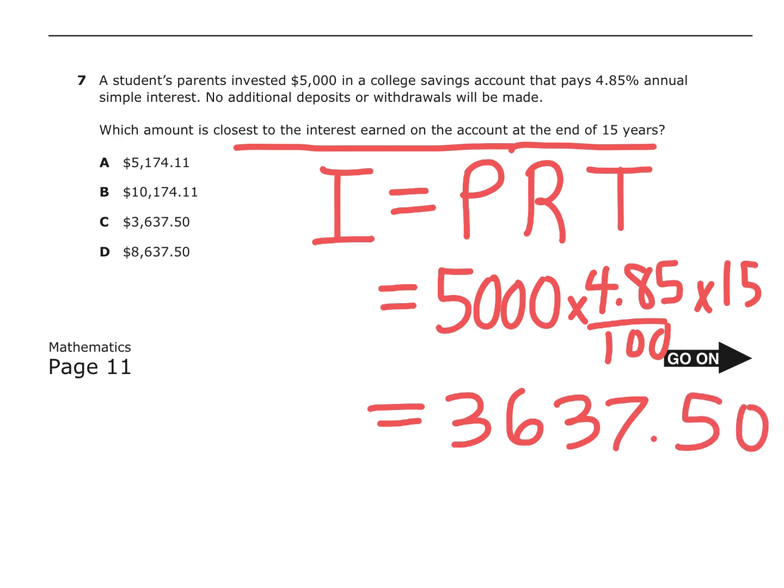$637.50. And so that is the interest earned. I is the interest, okay? And so if you look at your answer choices, answer C is the correct answer.